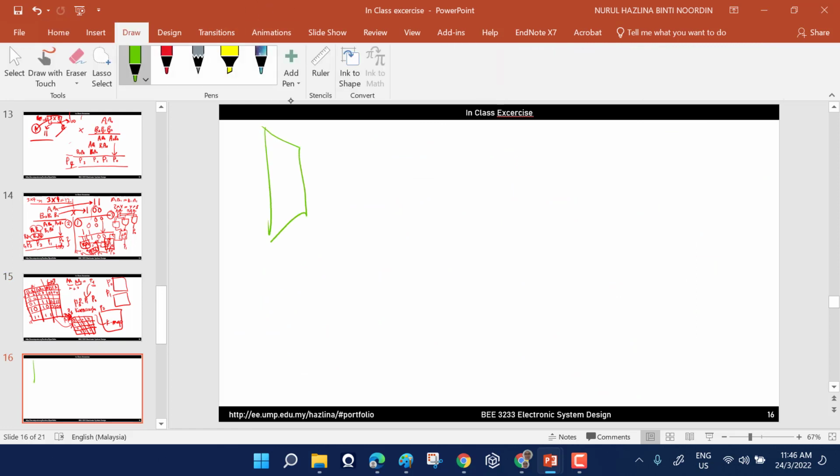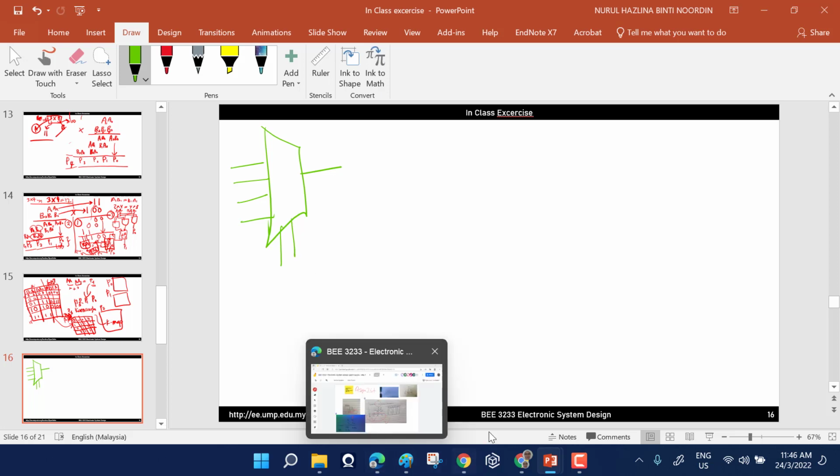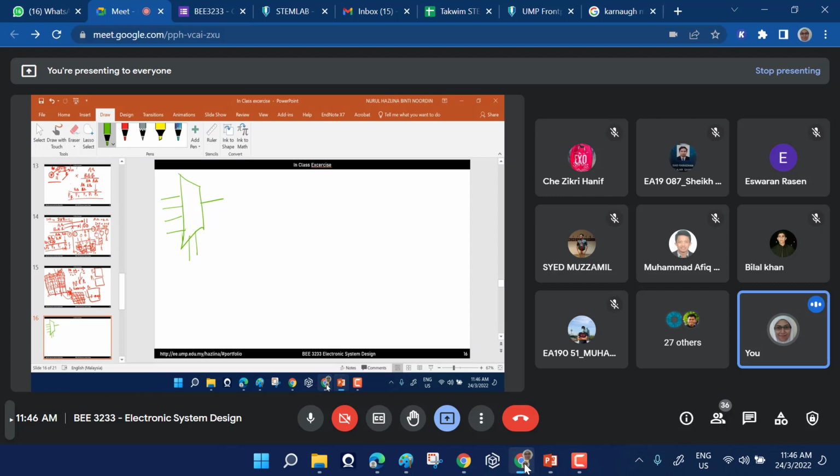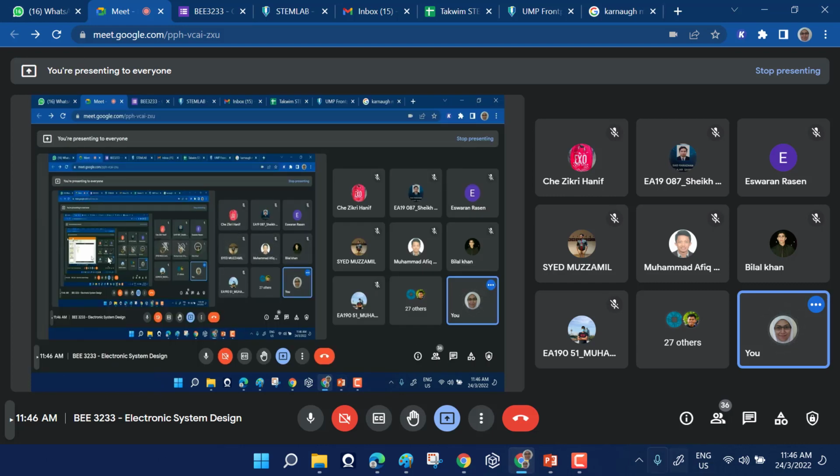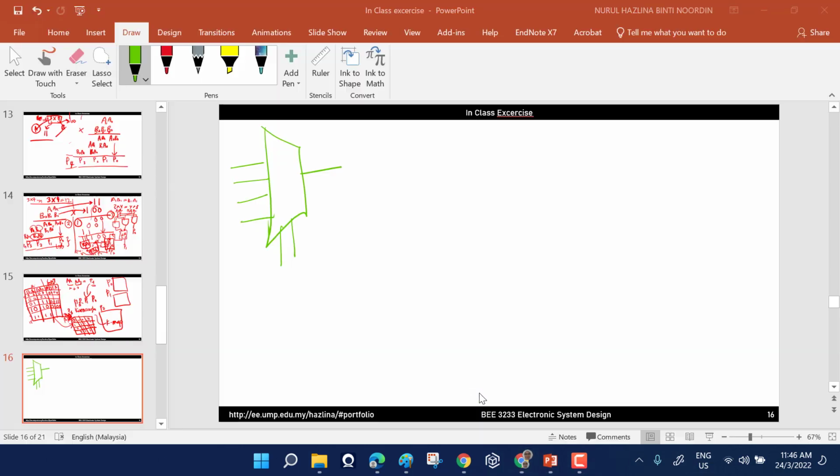Do you still remember this? Who remembers this? If you see this symbol, you know it is an N, right? If you see this trapezium symbol, what does a trapezium normally represent? Multiplexer. Thank you, some people remember.